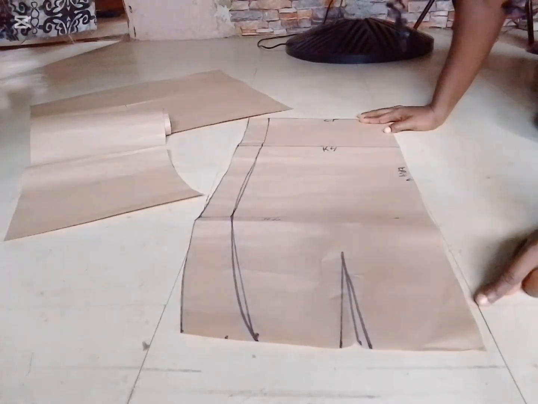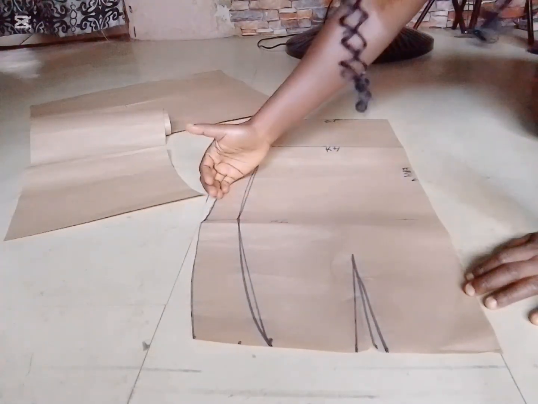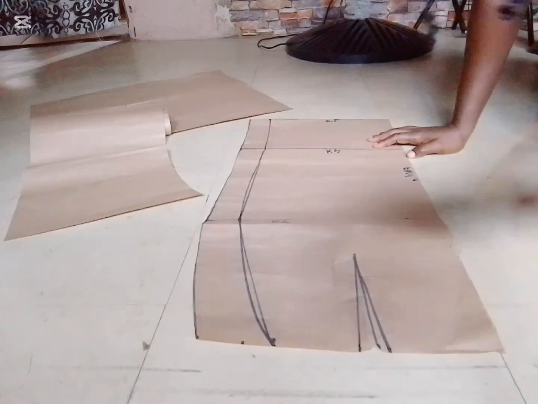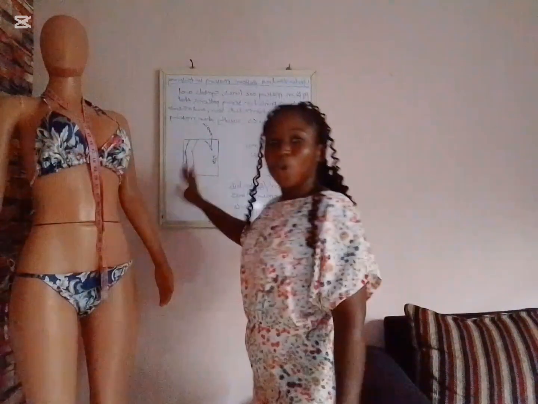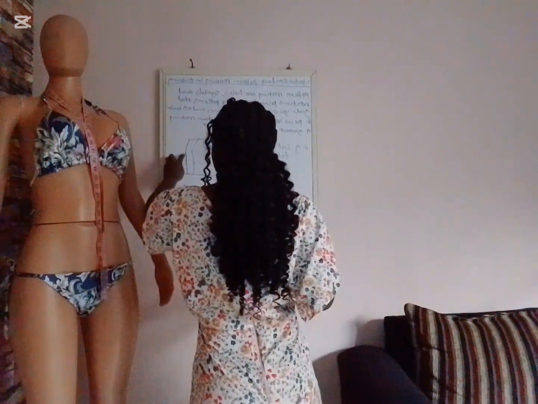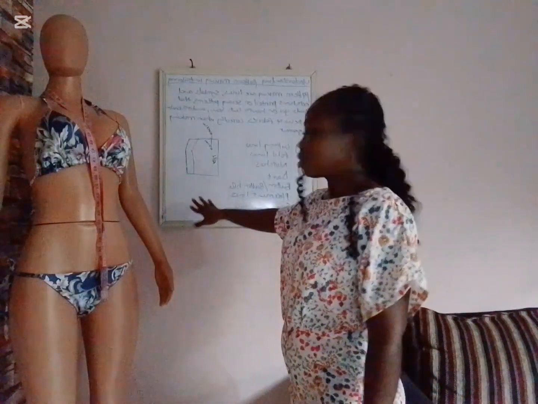While this place is going to be on fold, the front part is going to be on fold. This is the side, this is the front. Hope you understand. Now let's go back to our board. Now let us assume that I'm going to cut this out this way. I've cut it out. Did you see? This is how our pattern is supposed to look like.